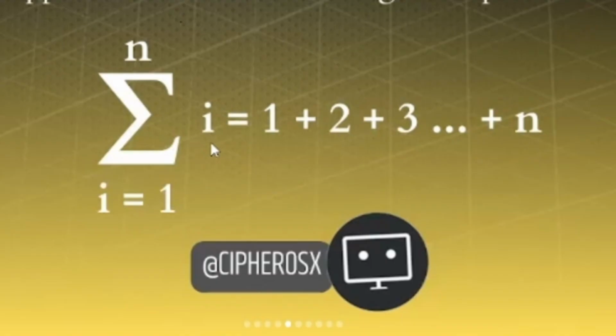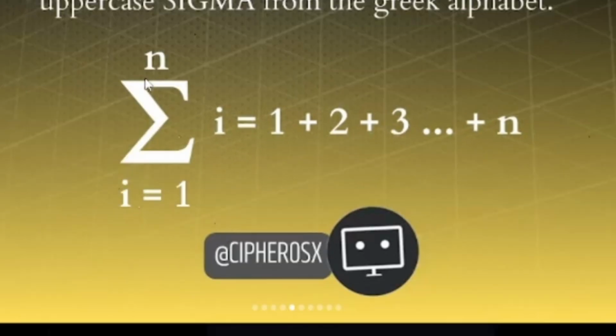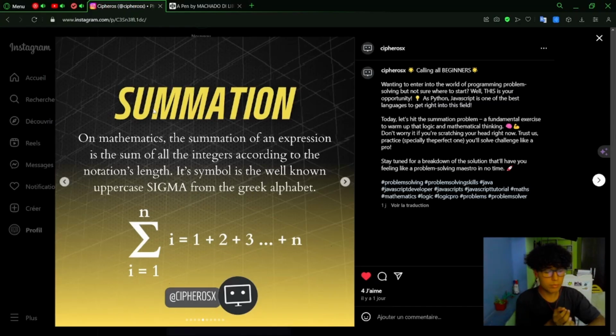Okay, so the expression is I, and I is going to start from 1 and arrive at n by adding each number all together. For example, I will start with 1, then 2, 3, 4, 5, 6, 7, 8, 9, 10, until it arrives at n, and they are all added together.